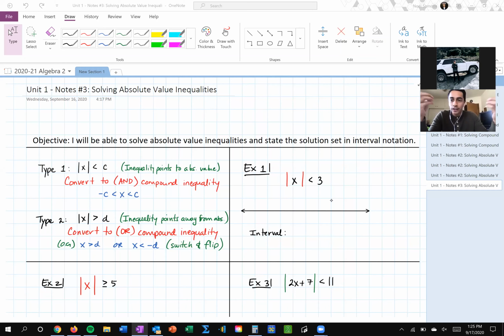Once you know how to convert it into a compound inequality, it's what we learned last week or 2 weeks ago, and it's the same thing all over again, okay? So there are some special cases, and we'll look at those, but for the most part, it's just about making the right conversion. If you can make the right conversion, then you're gonna be all set, okay? So our objective today is to be able to solve absolute value inequalities, and then we state the solution set in interval notation, right? So it's nothing new. So let's go here to type 1.